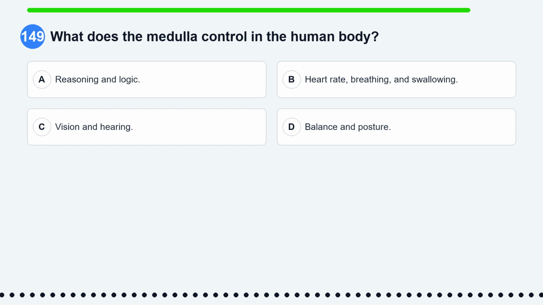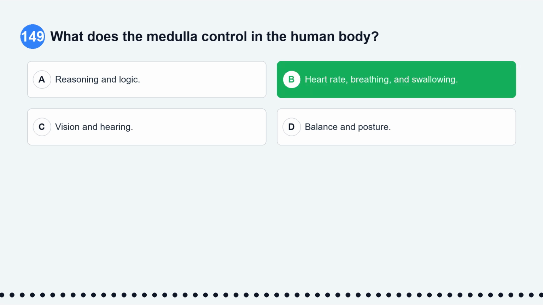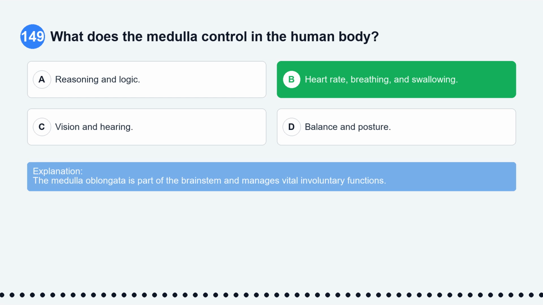Question 149. What does the medulla control in the human body? Option A, reasoning and logic. Option B, heart rate, breathing, and swallowing. Option C, vision and hearing. Option D, balance and posture. The correct answer is option B, heart rate, breathing, and swallowing. The medulla oblongata is part of the brainstem and manages vital and voluntary functions.